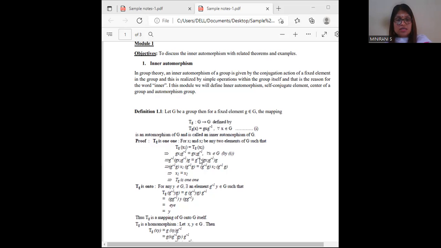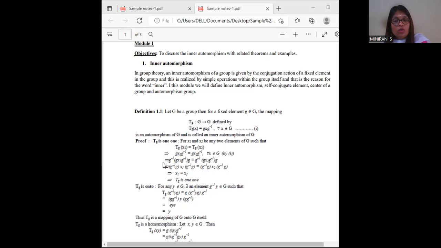Here the function notation is Tg. In order to prove that Tg is a one-to-one mapping, we take two elements, say x1 and x2, in the set G. Let's assume that Tg(x1) is equal to Tg(x2). By the definition of the function Tg, it is g x1 g^-1 equal to g x2 g^-1, because we have defined the function Tg as gxg^-1 for a fixed element g in the set G.